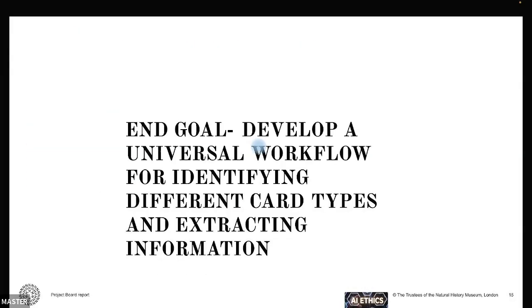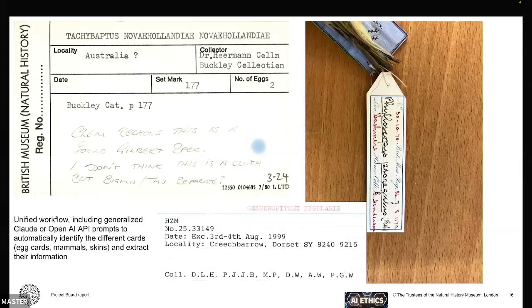Now, the end goal of our research is to develop a universal workflow for identifying different card types and extracting information. So a unified workflow emphasizes using generalized Claude or OpenAI prompts to automatically identify the different cards, whether it's an egg card or a mammal card or a skin card, and then extract their information automatically.